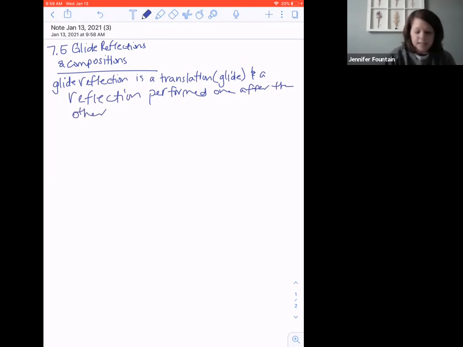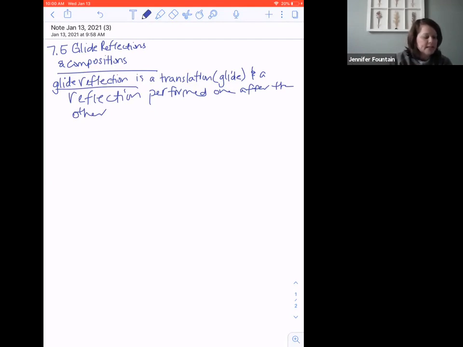Okay, so basically a glide reflection, just think about it, it glides and then it reflects. So it's going to slide and then flip, okay? So a glide reflection we'll think of as a slide and a flip, or a glide and a flip, however you want to remember that, okay?